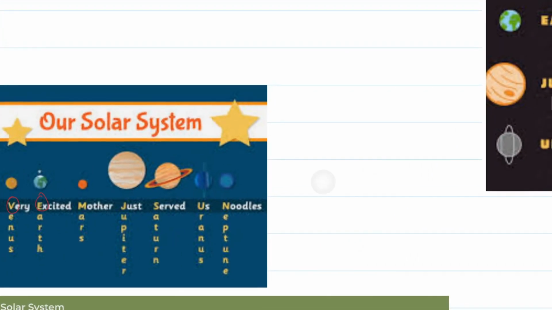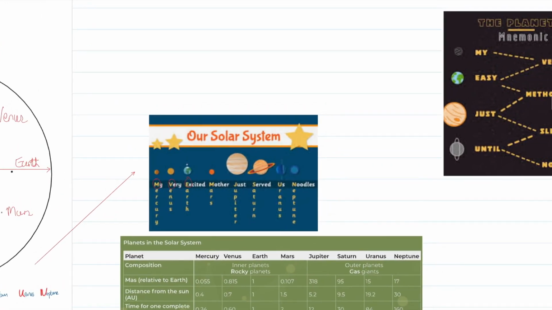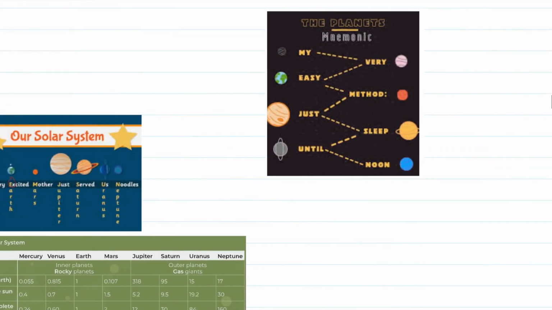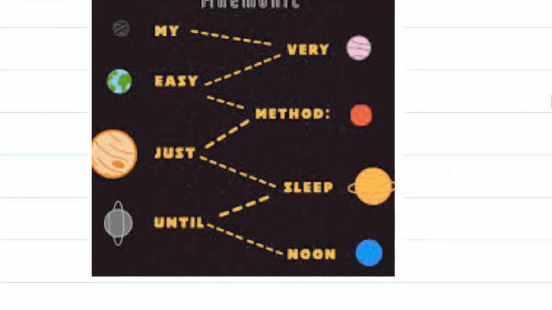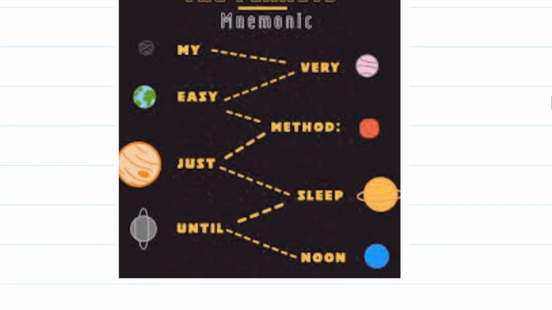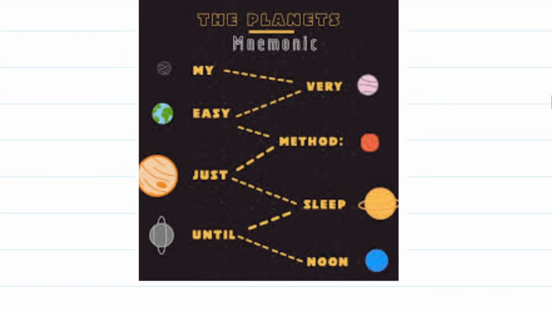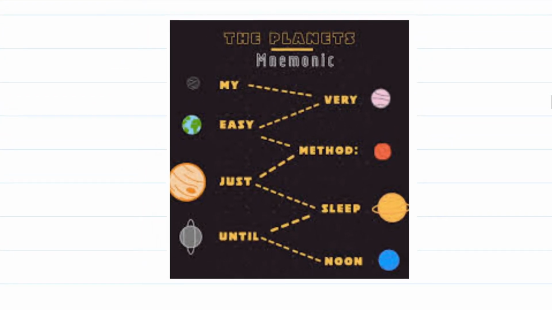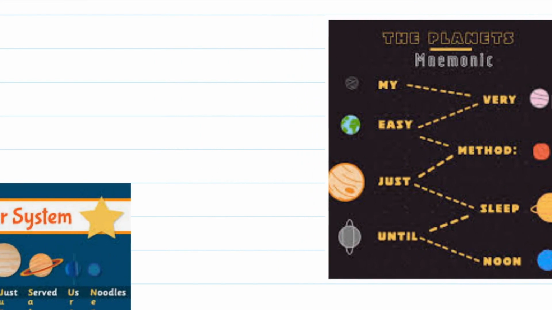Another one, and you can use whichever one you prefer, whichever one works for you. Here's one: my very easy method, just sleep until noon. I don't advocate that as a life lesson, obviously, but if the sentence helps you remember the order of the planets, well, that's fine.